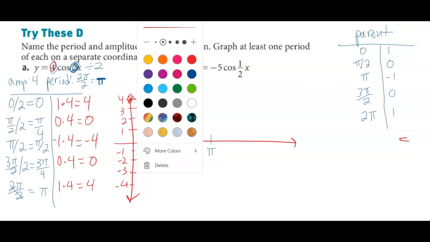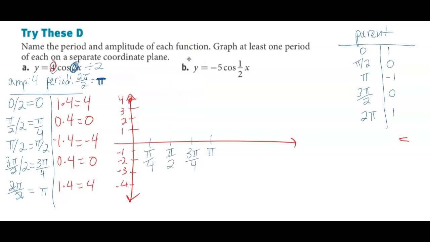So I'm just going to start plotting my points. I've got 0, 4, I've got pi over 4, 0, I've got pi over 2, negative 4, 3 pi over 4, 0, pi, 4. I'm just going to connect those with a smooth curve, and we would be done. So I'm going to go through all 4 of these, because I feel like this is probably where it's going to be most confusing, and watch as many as you need.